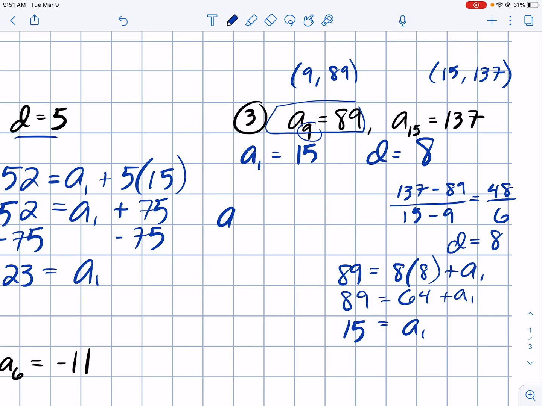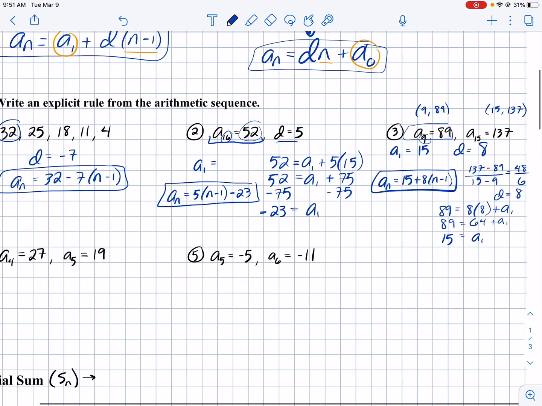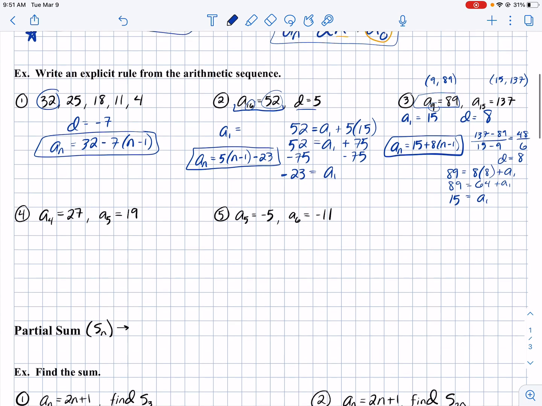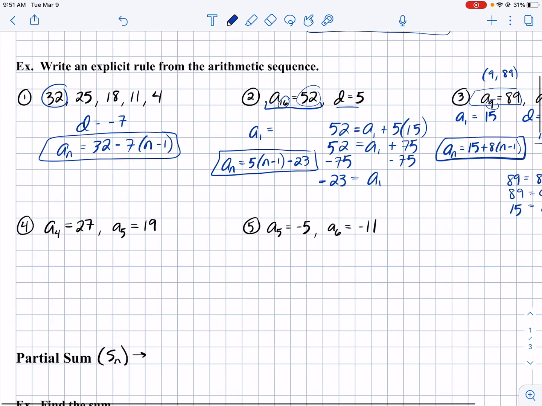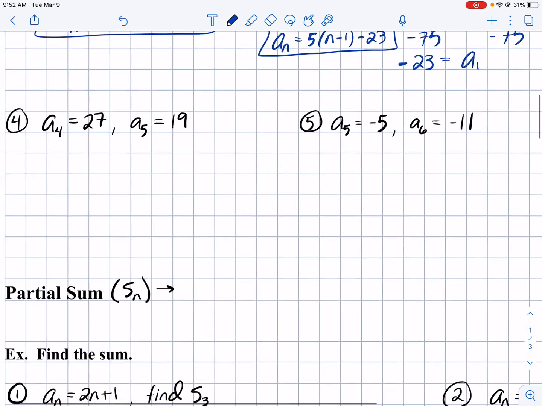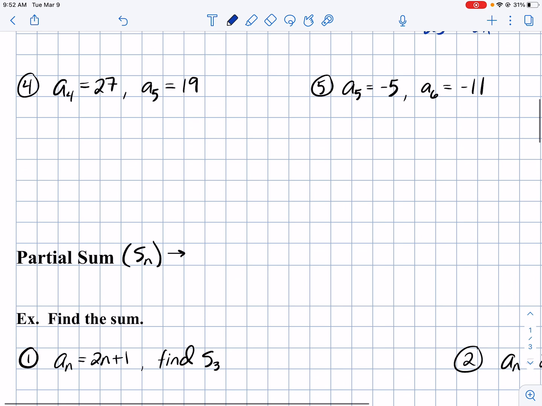So our rule would look like this. A sub n equals 15 plus 8 times n minus 1. Always need two things when you're writing your explicit rule, the first term and the common difference. Okay, keep in mind these are all arithmetic sequences where it's a common difference in between consecutive terms. Write the explicit rule for 4 and 5. Go ahead.